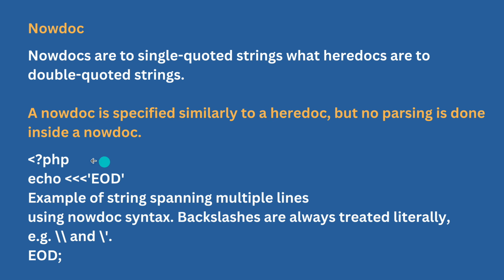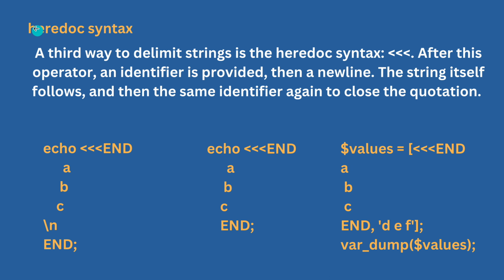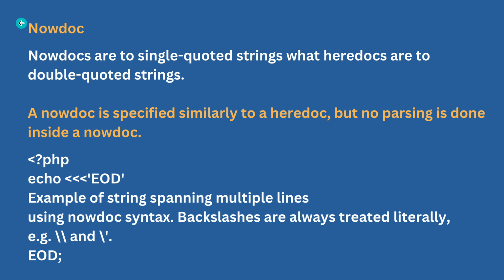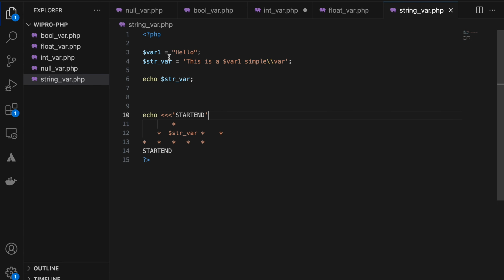Here this is the identifier, right? This is the identifier. If you are putting single quotes, that is Nowdoc. If you're not putting any single quote, that is Heredoc. Within Heredoc and double quotes, a variable can be parsed, but in Nowdoc, which is a single quoted string, the variable will not be parsed. Is this clear, guys? Yes, sir.